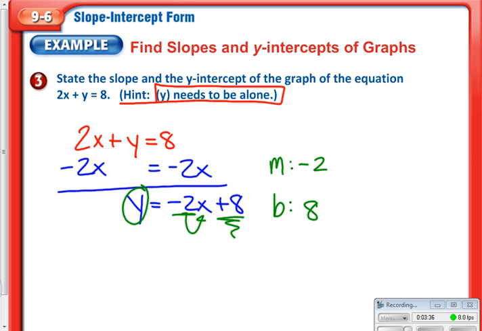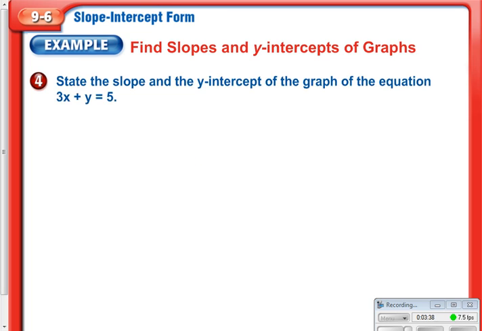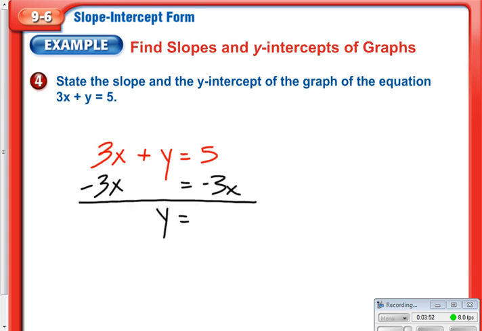Example 4, very similar to example 3. Again, get y by itself. Go ahead and work through example 4 and check back in. So once we have this, get y by itself. We subtract 3x from both sides, and we get y equals -3x plus 5. So our m, our slope, next to x is -3, and our b value is positive 5.